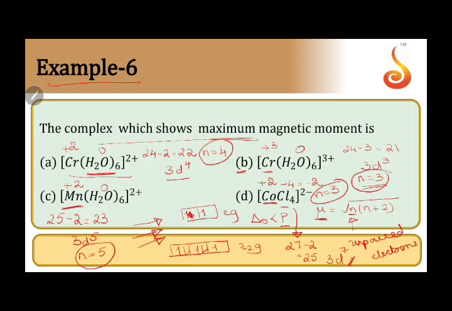Comparing the values, we can clearly see that option C, which has 5 unpaired electrons, will be having the highest magnetic moment.